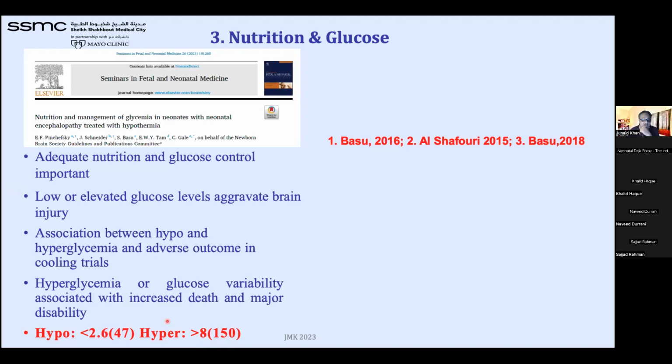So the key is to support the brain as much as possible. Nutrition.